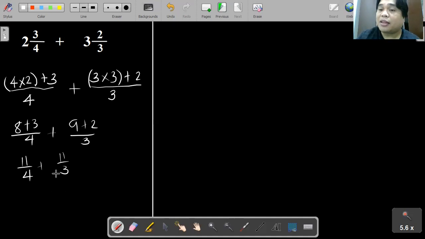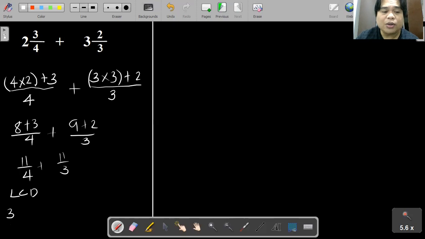Again, can we add them? No, because they are dissimilar. So we need this time to transform the denominators so that they will conform with each other. So again, we will have to look for the LCD.